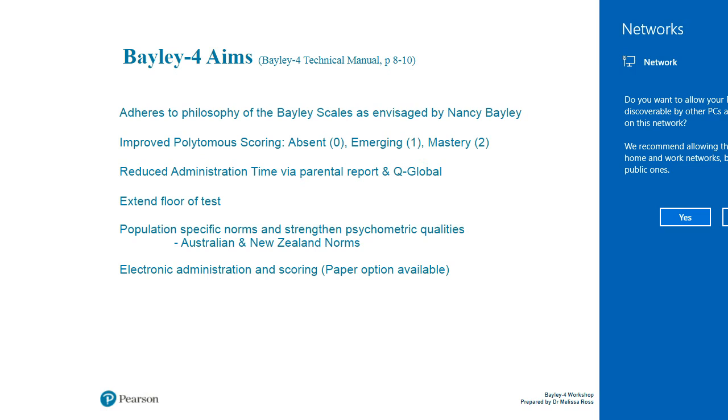The administration time is aimed at 30 to 70 minutes depending on the child's age. The Bayley-4 has an extended floor to more easily test developmental delay and observe what a child can do. When the data was cleaned, items were reordered based on a combination of item content and item difficulty.